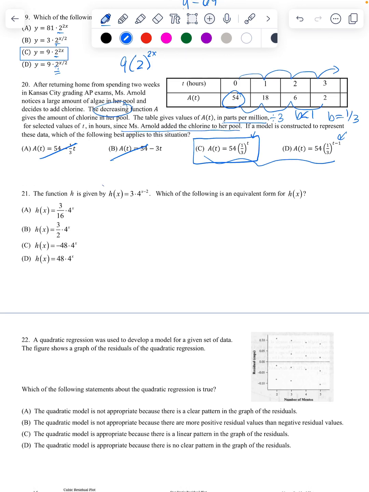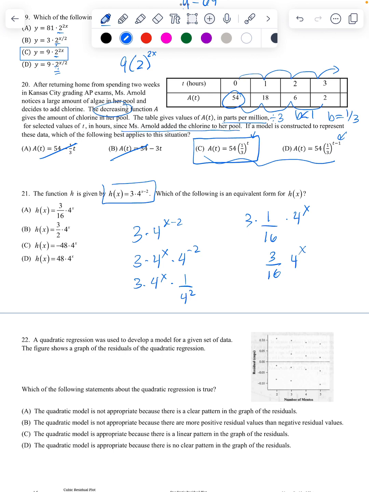21, the function h is given by this bad boy. Which of the following is an equivalent form for h of x? Okay, so keep in mind that you can separate this out into 3 times 4 to the x times 4 to the negative 2. And when you do that, you get 1 over 4 to the positive 2, which is obviously going to be 1/16. So you have a 3, a 1/16, and a 4 to the x. So when that's all put together, here's what you would end up with, and that is choice A.